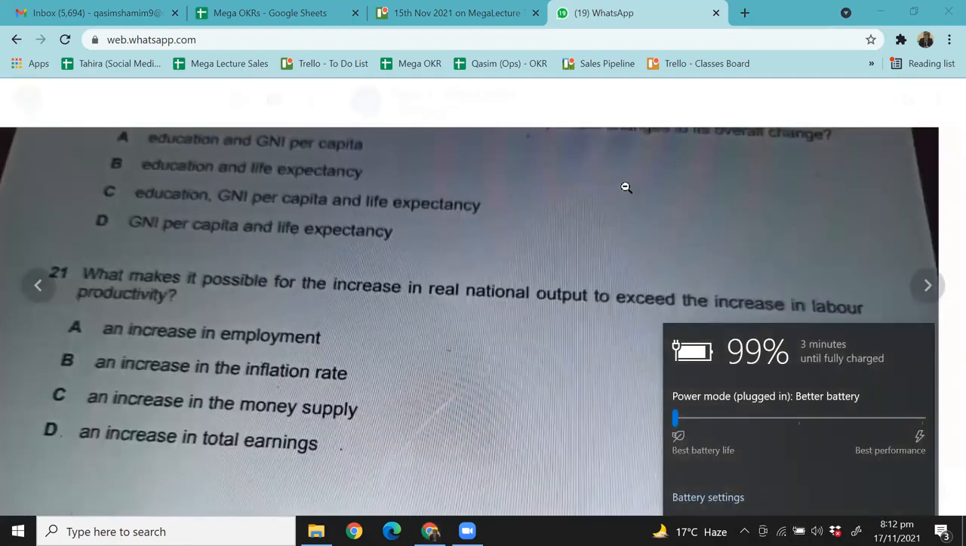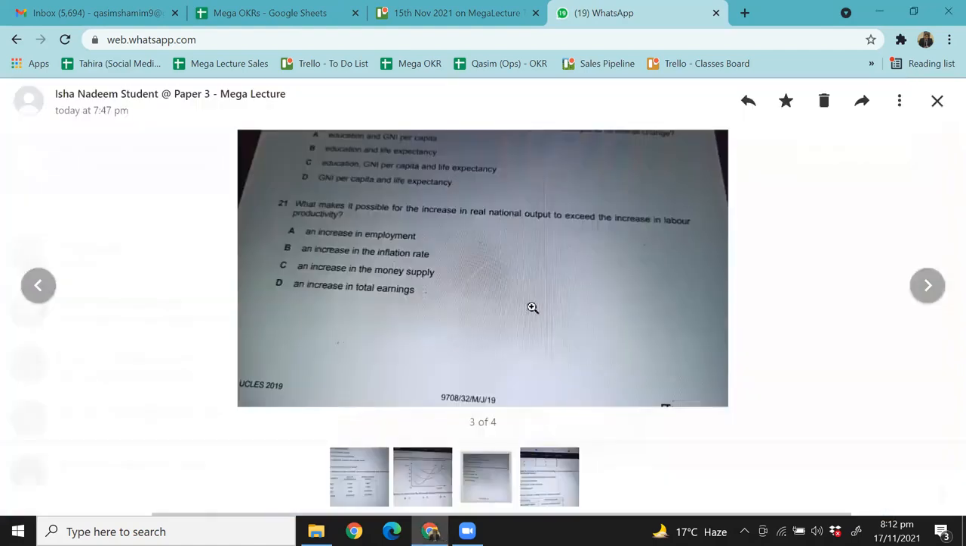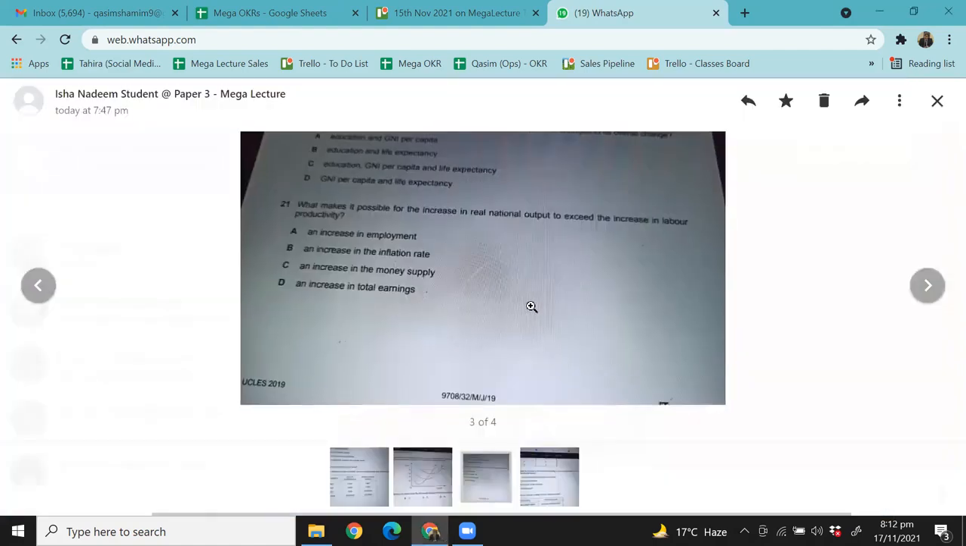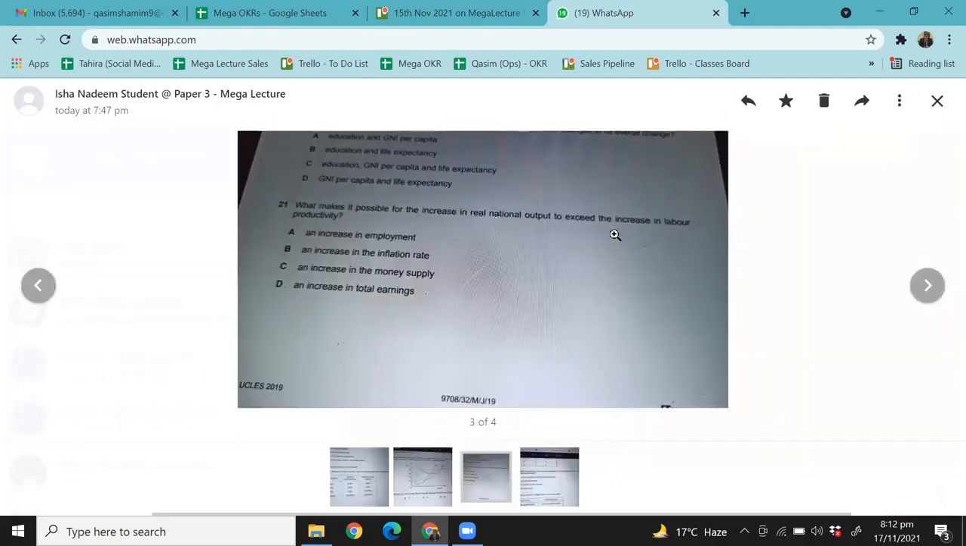But otherwise, the exact question that was being asked, to be very honest, I could not make much sense of it. Is it making sense? Right? So that was my reasoning, that if employment is increasing, that means that you are hiring more people. And when do you hire more people? When there's more output being produced. So real national GDP, real GDP will increase. But how is that related to labor productivity? I could not figure it out clearly.